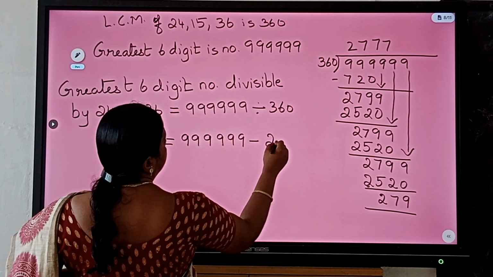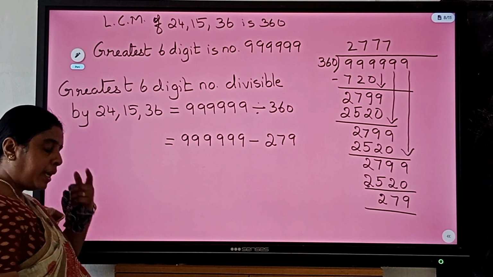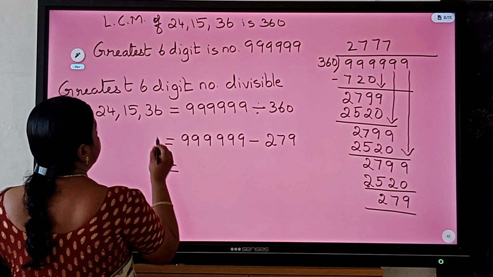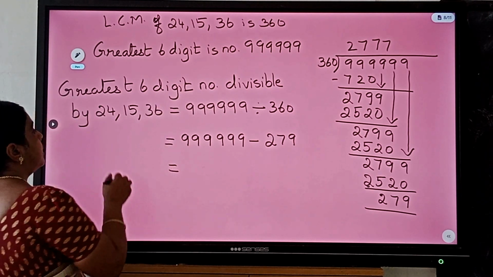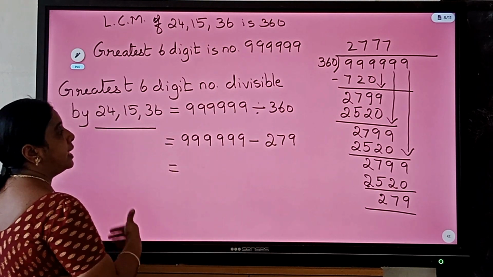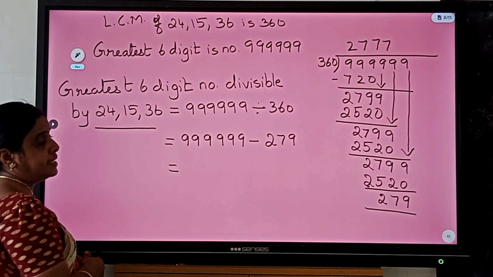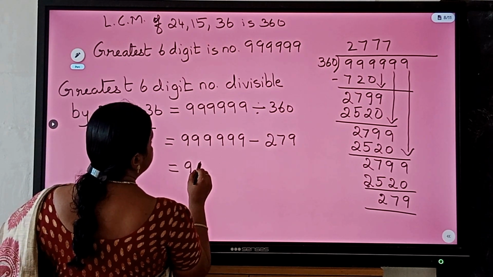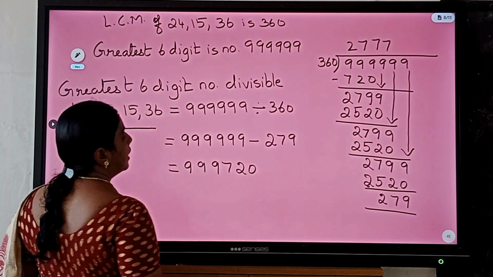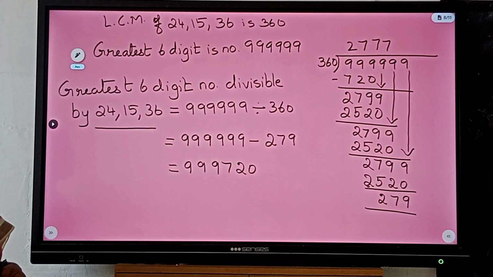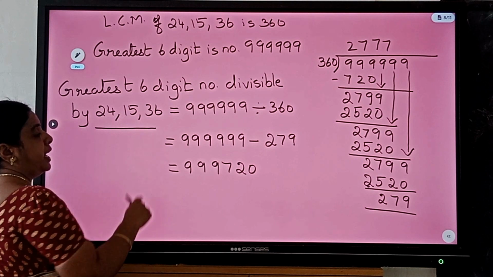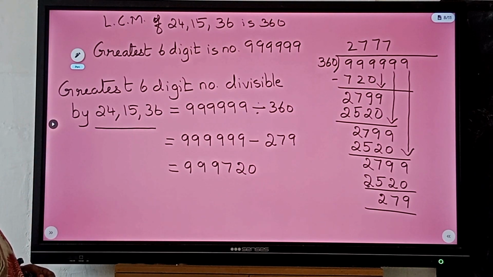999 minus the remainder. Now why am I subtracting the remainder? Because we need to find the six-digit number divisible by these three numbers. So when you subtract the remainder, you will get the answer which will be divisible by these three numbers. So what will be the answer? 999,720. So this is the greatest six-digit number which is divisible by 24, 15 and 36.